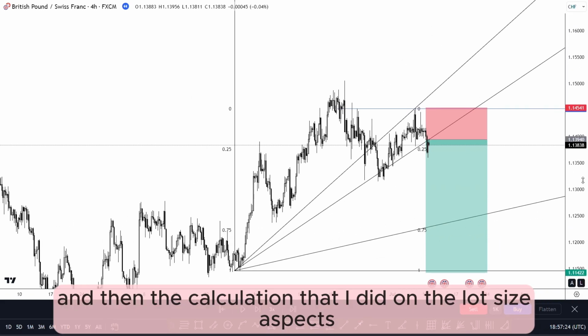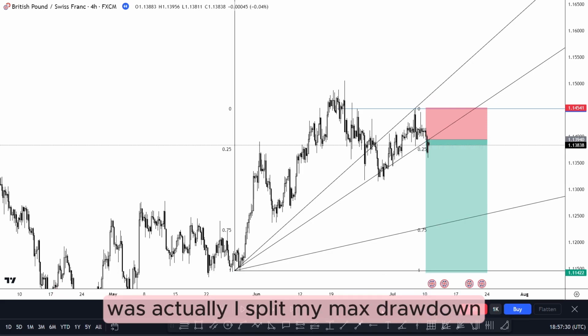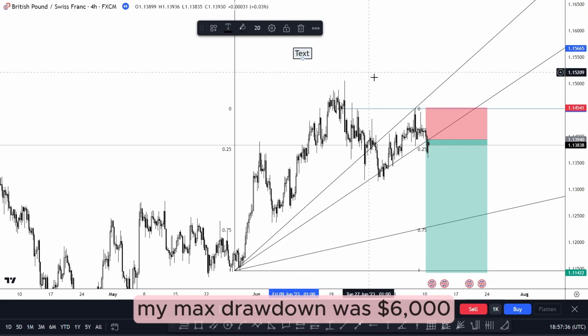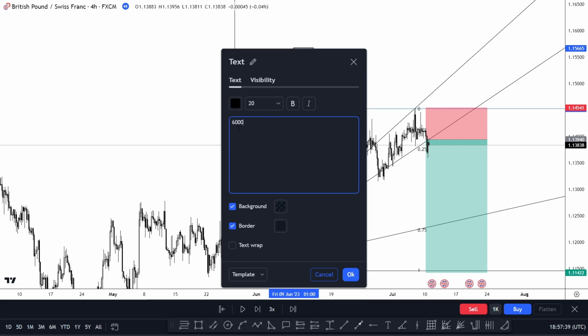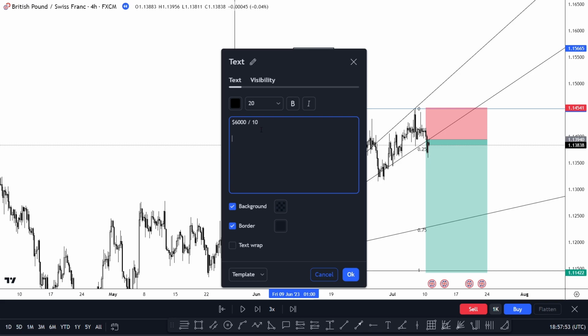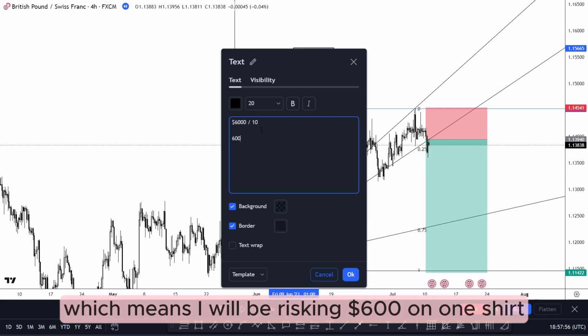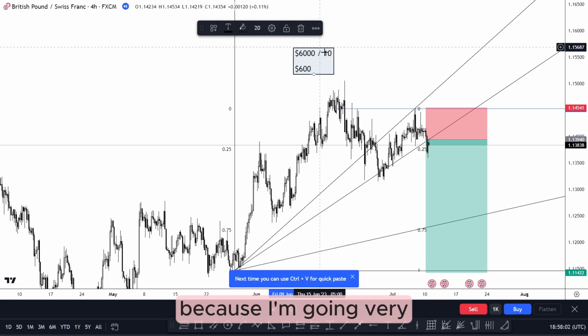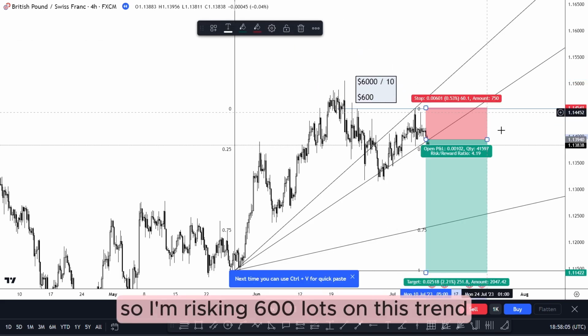And then the calculation that I did on the pips aspect was actually, I split my max drawdown. My max drawdown was $6,000. I split it by 10, which means I will be risking $600 on one trade, because I'm going very aggressive on this account. So I'm risking $600 on this trade.